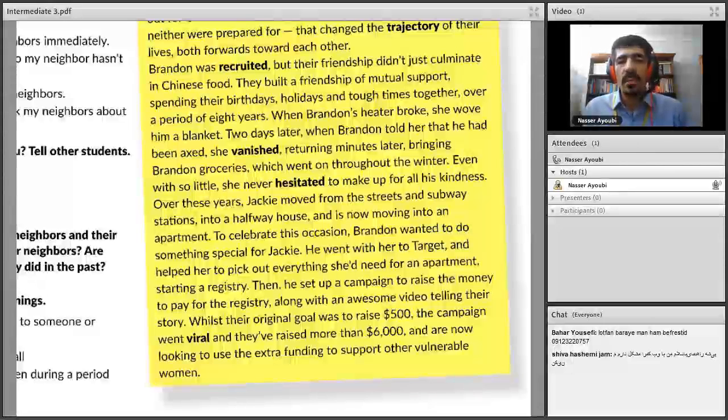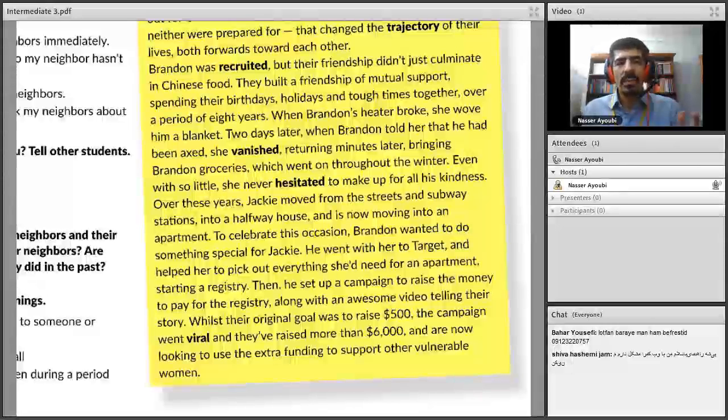It shows their support, which went on throughout the winter. So this continued. What continued? She brought Brandon some groceries, and this support continued up to the end of the winter. Even with so little, she never hesitated to make up for all his kindness. Even if she had little to give to Brandon, she never hesitated, she never stopped for a second, for a moment.